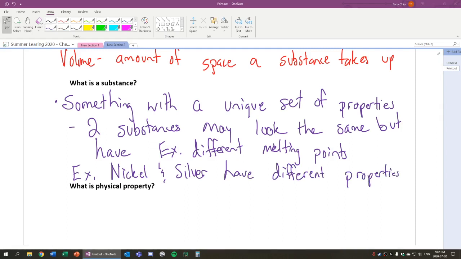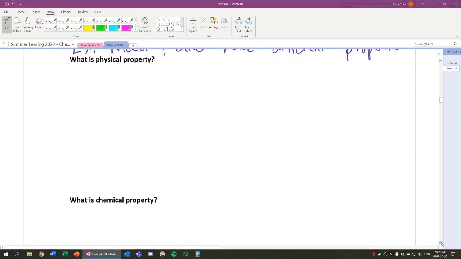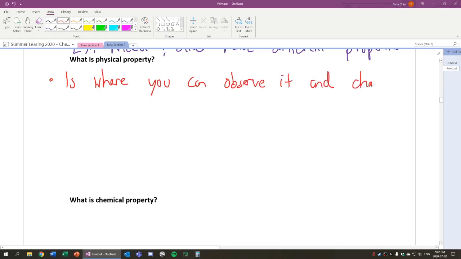Okay. What is a physical property then? A physical property is anything that when you observe it, it won't change the substance.